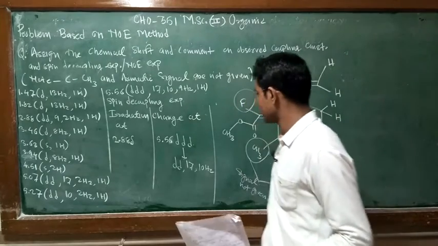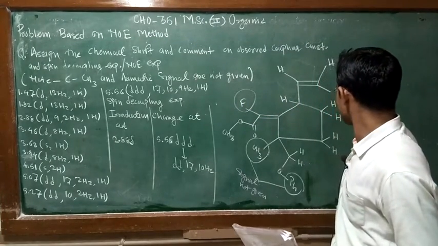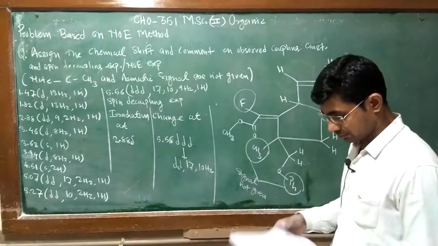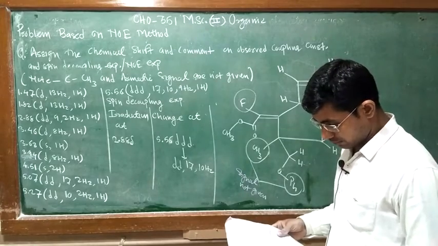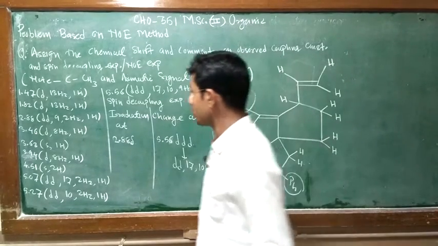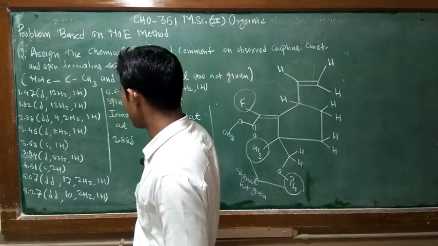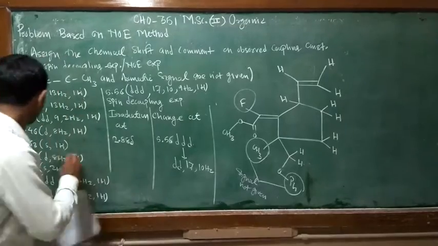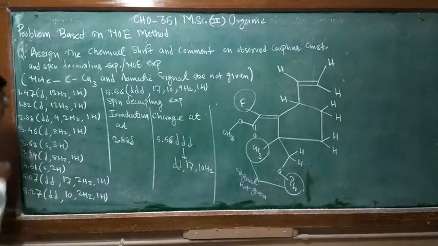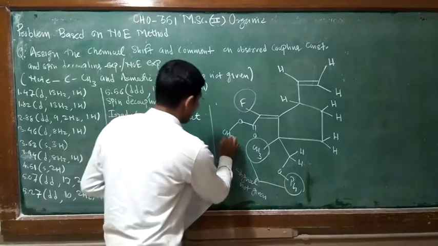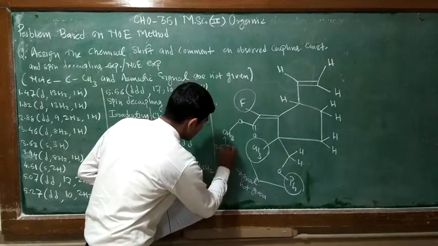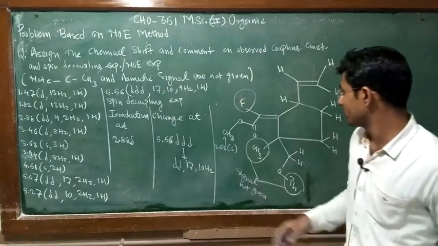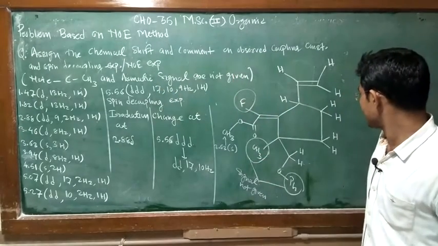So firstly, we are going to assign some simple signals. Here for this methoxy group we observed the value 3.63 singlet for one proton. Sorry, for the 3 protons. So this value we can assign as 3.63 singlet for 3 protons. So simple signals we can assign in this way.